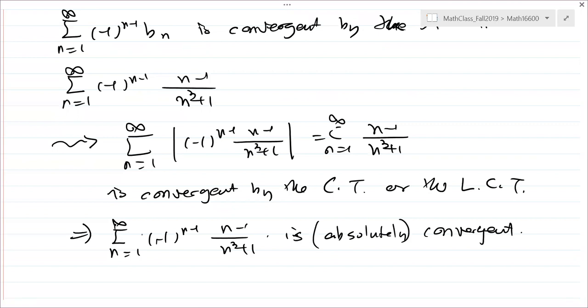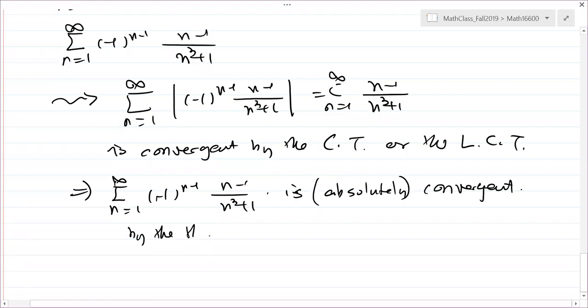By the theorem in the book, there was a theorem before the ratio test and the root test. The first theorem said, if the sigma of the absolute value is convergent, then the series is convergent. Then we talk about the ratio test, then the root test.